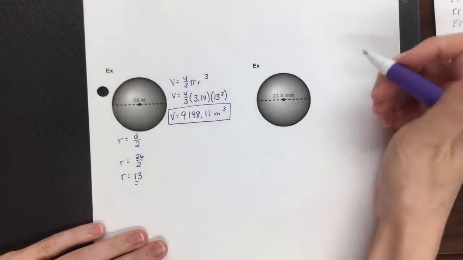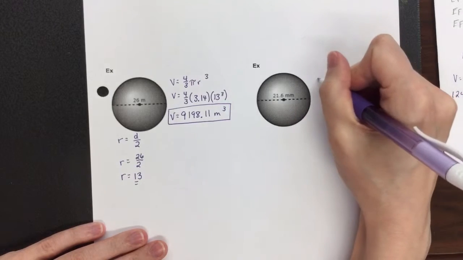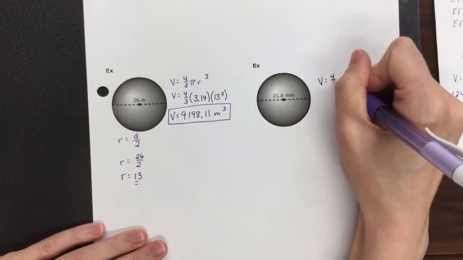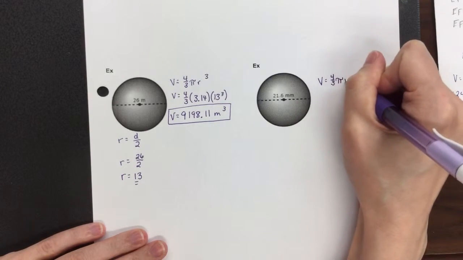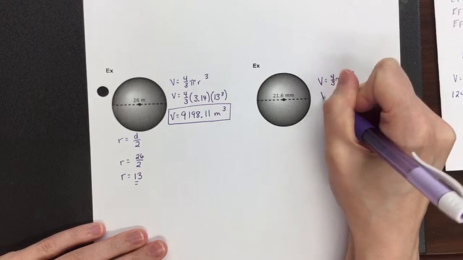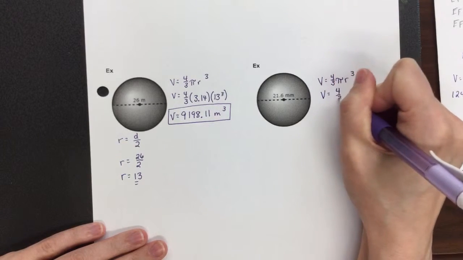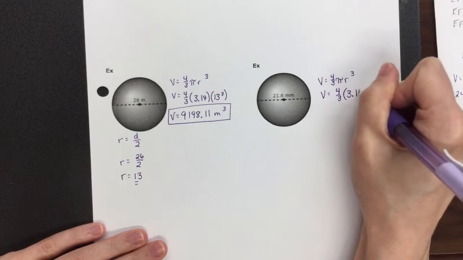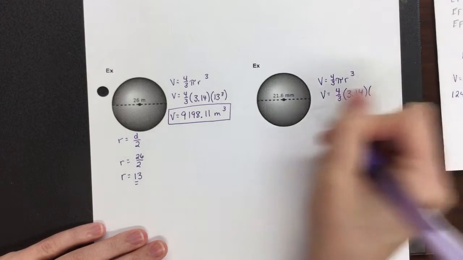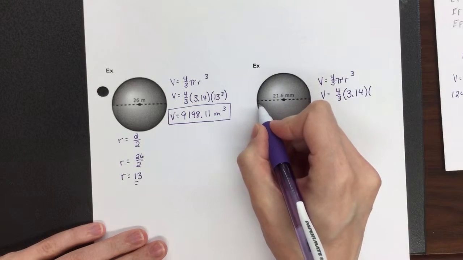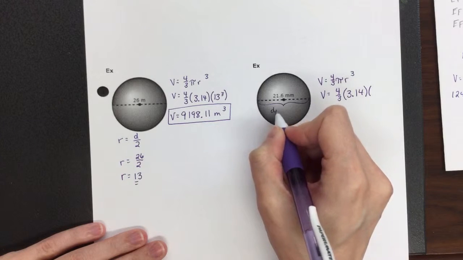And looking at the next example, asking us to find volume. So volume is going to be equal to 4/3 pi r cubed. Volume is going to be equal to 4/3 times 3.14 times the radius. Well, looking at the value they give us right here, that's the diameter.